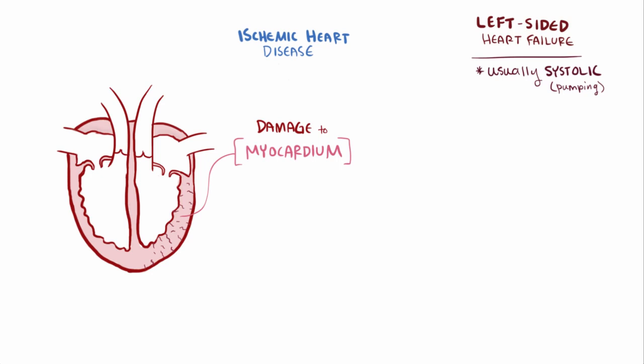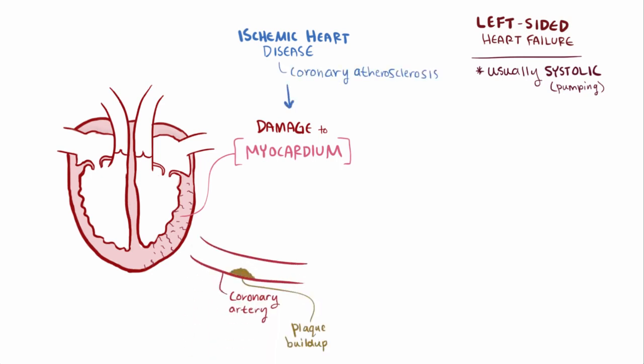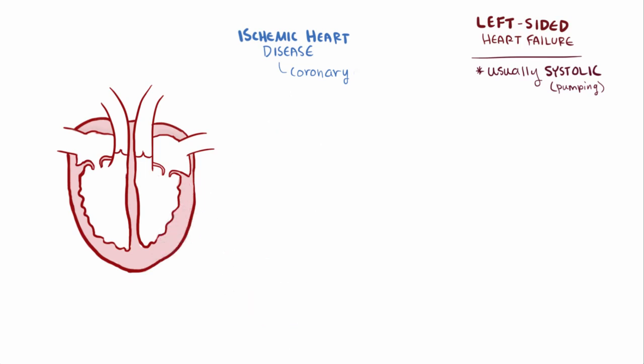Ischemic heart disease caused by coronary artery atherosclerosis, or plaque buildup, is the most common cause. In this case, less blood and oxygen gets through the coronary artery to the heart tissue, which damages the myocardium. Sometimes the coronary is blocked completely, and that person has a heart attack. They might be left with scar tissue that doesn't contract at all, which again means that the heart can't contract as forcefully.